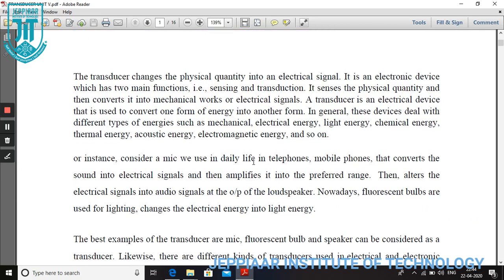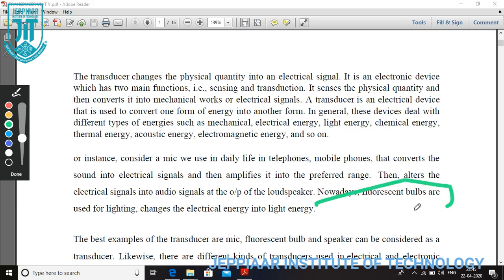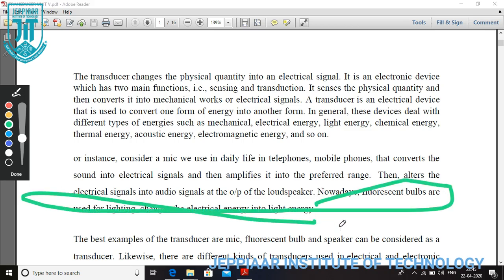Consider a mic we use in daily life. In a telephone or mobile phone, it converts the sound into an electrical signal and then amplifies it. Whatever you are speaking, the same example applies to what is going on now. I am speaking here, and that will be converted into some other signal. That is also a transducer. Nowadays fluorescent bulbs are used for lighting. We can give so many examples of transducers, right?